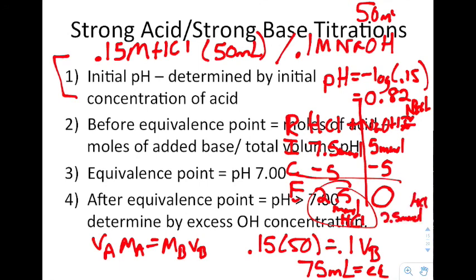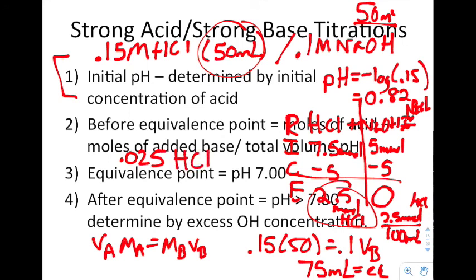But the total volume changed. I no longer have 50 mL as my total volume. I added 50 mL of base, bringing the total volume to 100 mL. So if I take millimoles divided by milliliters, that gives me my HCl concentration, and my HCl concentration would be roughly 0.025 molar.